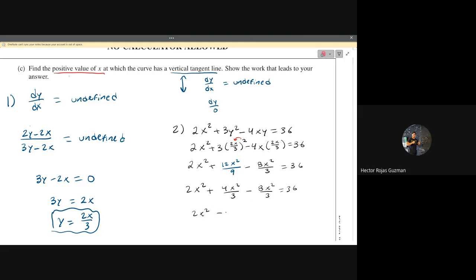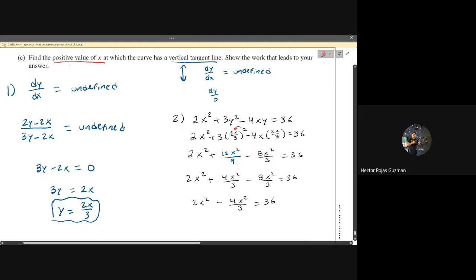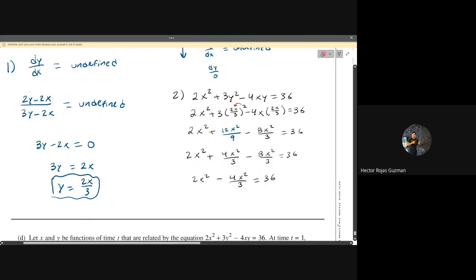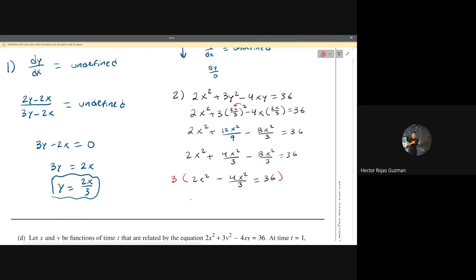Combine my two fractions. That's going to be 4x squared over 3 equal to 36. You can get a common denominator, or you could just multiply the entire line by 3, whatever you want to do. I'm just going to multiply the whole line by 3. So that's going to be 6x squared minus 4x squared equals 108. 2x squared equals 108.